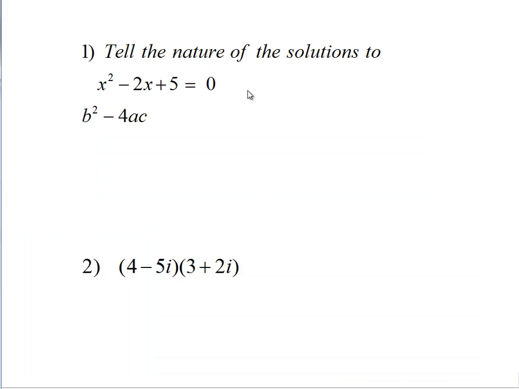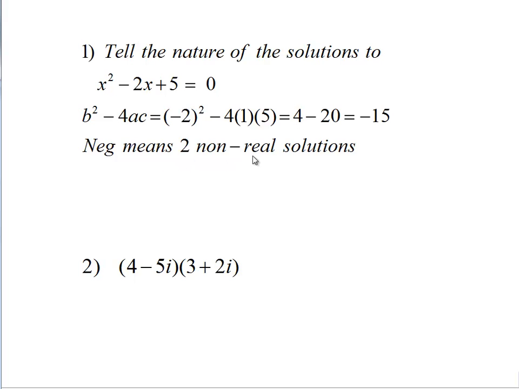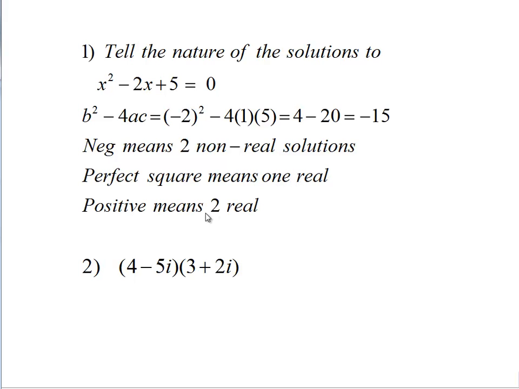Okay, use the b squared minus 4ac, the discriminant. And then b is the middle term, so it's negative 2 squared. 4a is the front term, c is the last term. So it's negative 2 squared, minus 4 times 1 times 5. Should turn out to be 4 minus 20, which is negative 16. Whenever it's negative, you get two non-real solutions. Some other options: a perfect square will give you two reals or one real, depending on what the numbers are. Positive means it's two real.